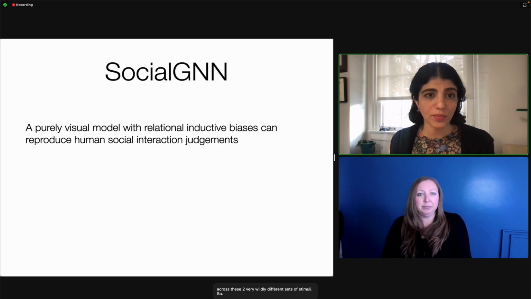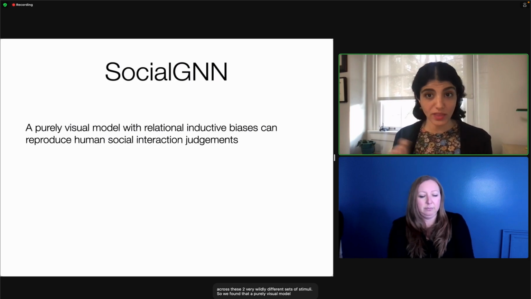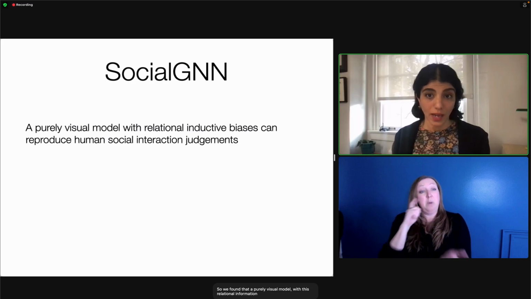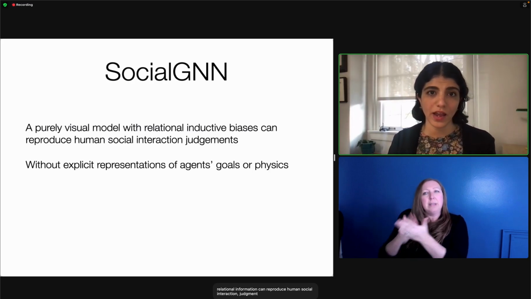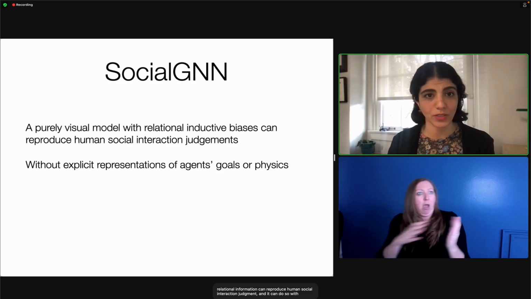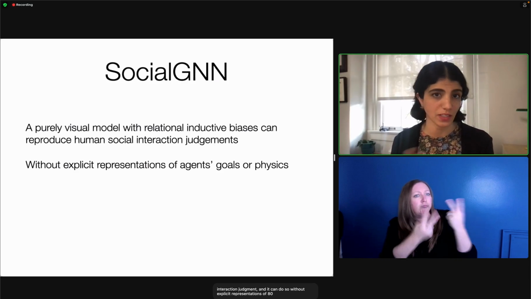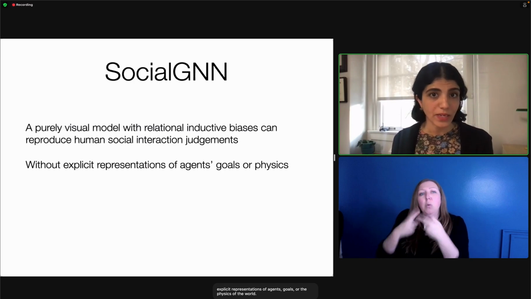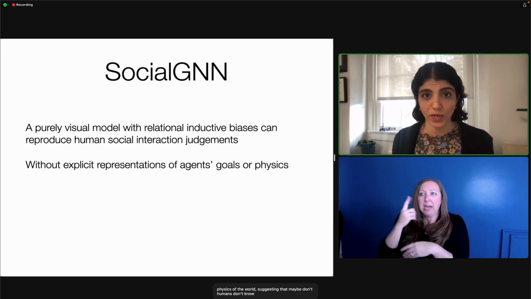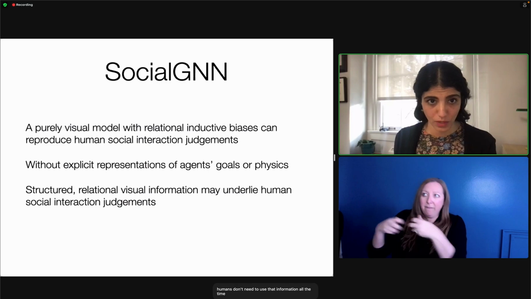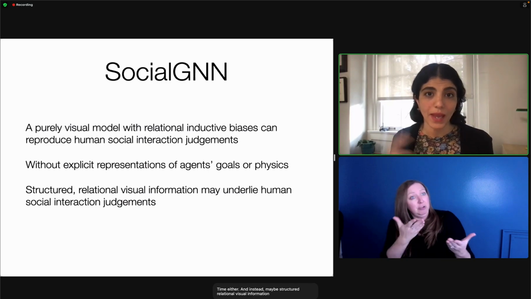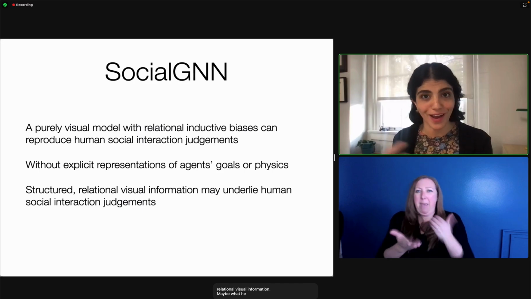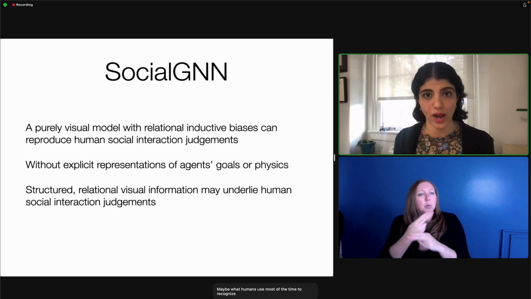So we found that a purely visual model with this relational information can reproduce human social interaction judgments. And it can do so without explicit representations of agents' goals or the physics of the world, suggesting that maybe humans don't need to use that information all the time either. And instead, maybe structured relational visual information is what humans use most of the time to recognize other people's social interactions.